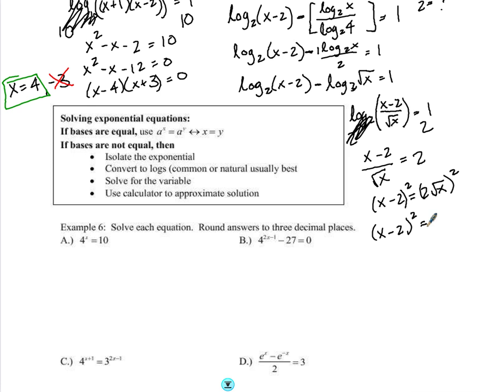It's not an easy problem, but there's some algebra steps we have to go through here. We're going to have to FOIL this expression, and we're going to have to subtract that 4x into my linear terms. So here I have x squared minus 4x plus 4 is equal to 4x, and then when I subtract 4x from both sides, I get x squared minus 8x minus 4 is 0.